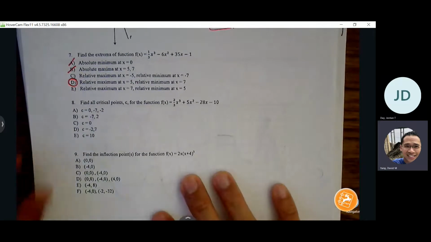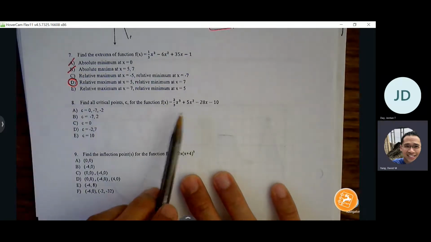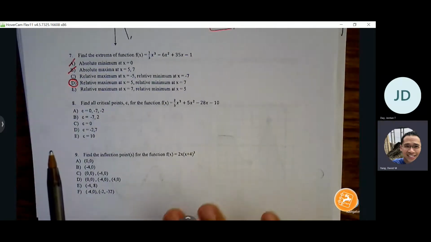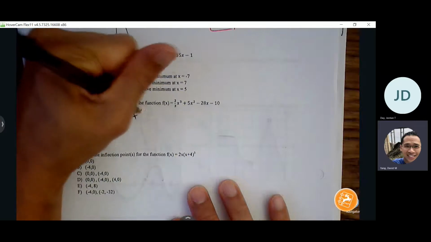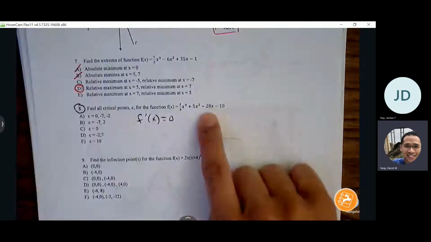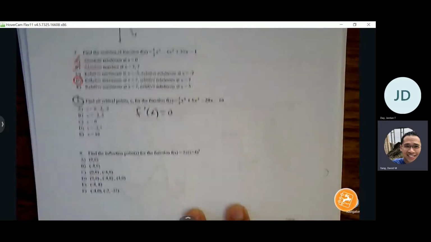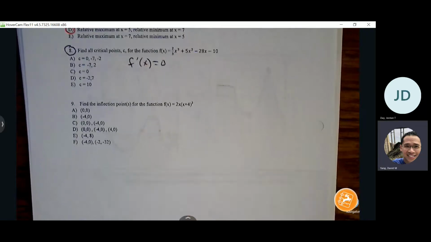Critical points. Find f prime, set f prime equal to 0, solve for x. Okay, I'm going to skip this one. This is pretty easy here. You can look at the key if you want to try this on your own, but we're just setting f prime equal to 0. That's it. And this is no challenge here. That's just power rule. Okay, I'm going to skip number 8. Okay, number 9.